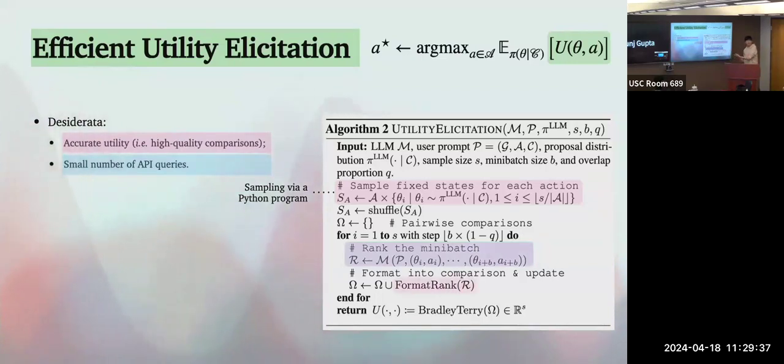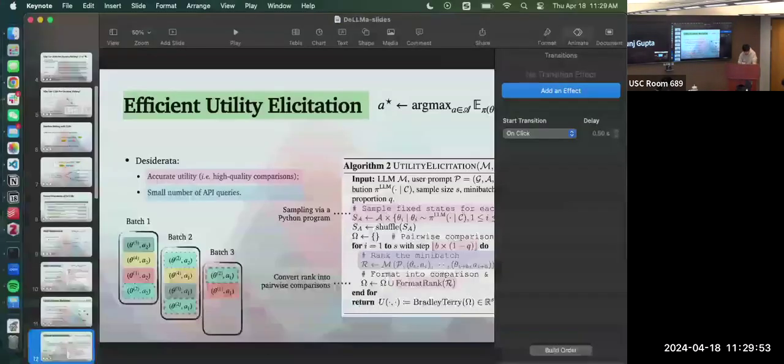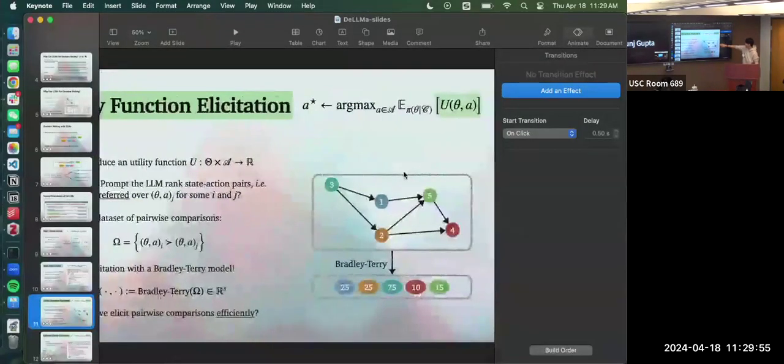But there's a significant problem in this procedure because, for example, if there is no overlap between our mini batches, the preference information that we're going to get for each mini batch is not going to propagate throughout this big computation graph. So think about this figure here. If we're doing no overlap mini batch sampling, this could be something like this: 3 is preferred over 1 and 2, and 5 is preferred over 4. But there is no pairwise comparison information between these things.